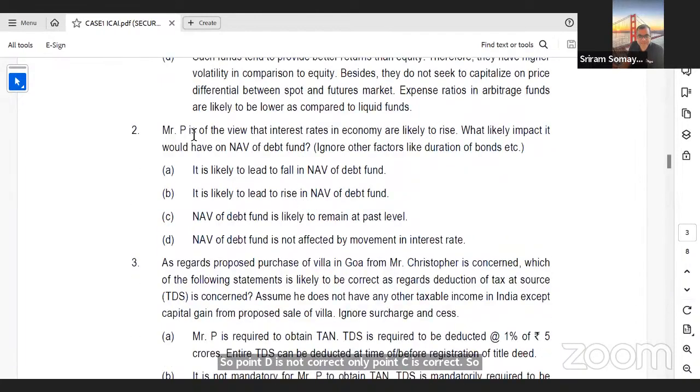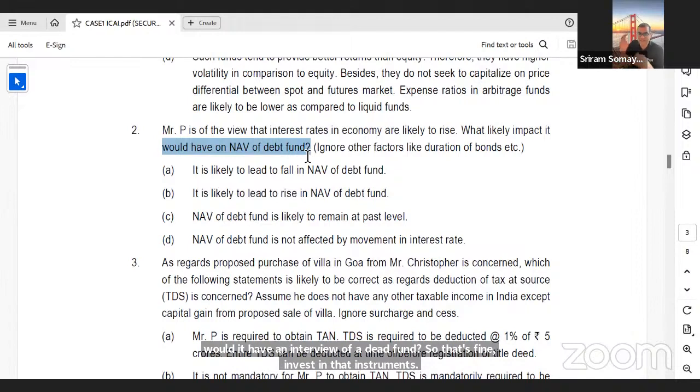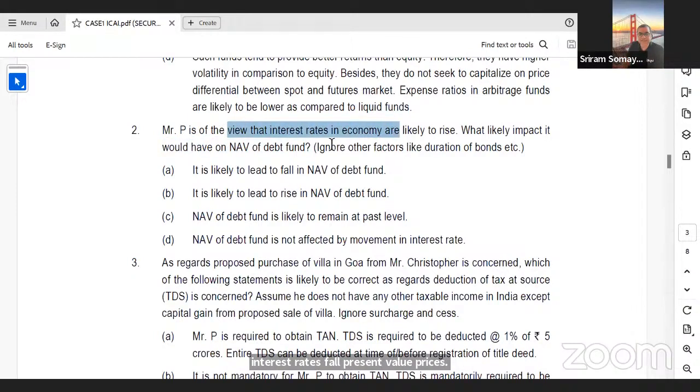Next question is, Mr. P is of the view that interest rates are likely to rise. What happens when interest rates rise? What likely impact would it have on NAV of a debt fund? So debt fund invests in debt instruments. Debt instruments are fixed income instruments. When interest rates rise, the present value falls. When interest rates fall, present value rises. So in this case, if the interest rates are going to rise, then the debt fund's value will fall. So the NAV will fall.